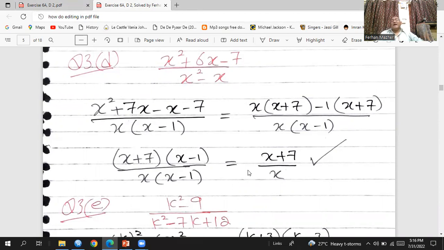So you are left with (x + 7) divided by x. So this is how you will do question number 3, and it's the D part.